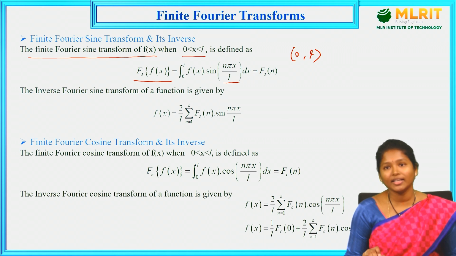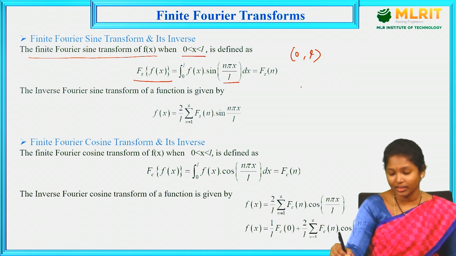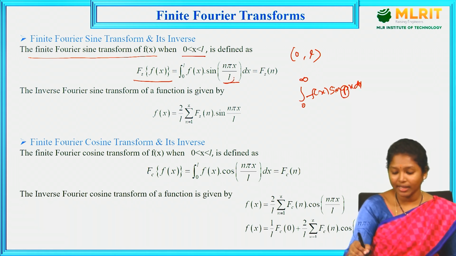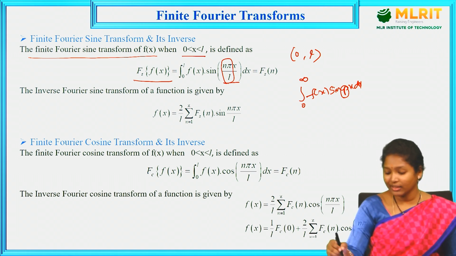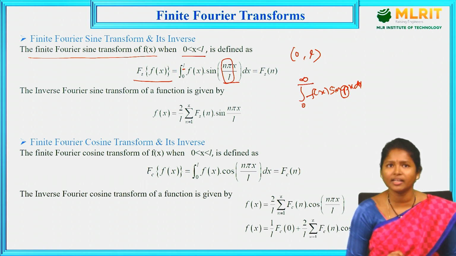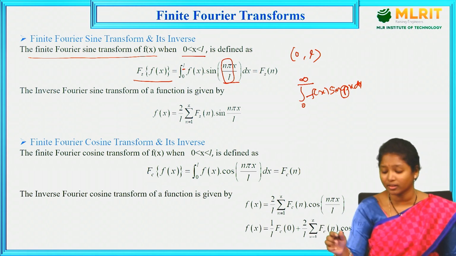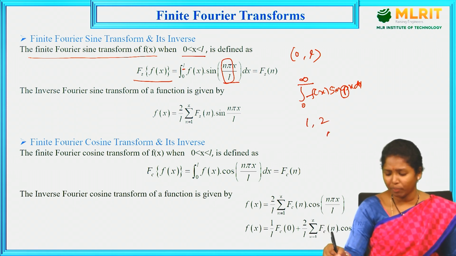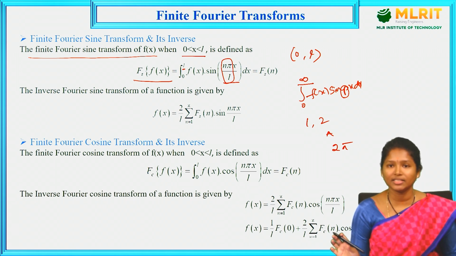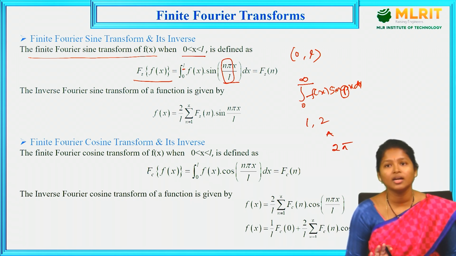For the infinite transform, we have integral 0 to infinity f of x sine px dx, right? Here in the place of p, I am taking n pi by L, and in the place of infinity, some finite limit. Here I am taking L. L is anything like 1, 2, pi, 2 pi, anything. So if the finite limit is there, we will apply the finite Fourier transform.